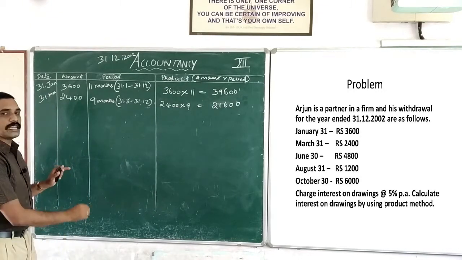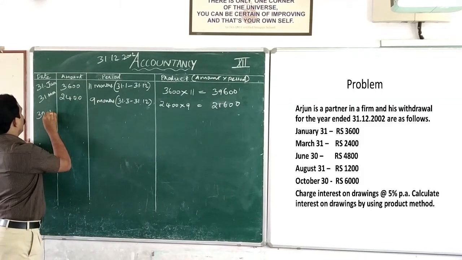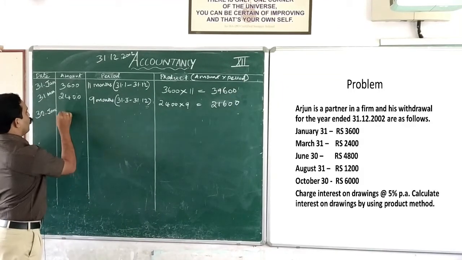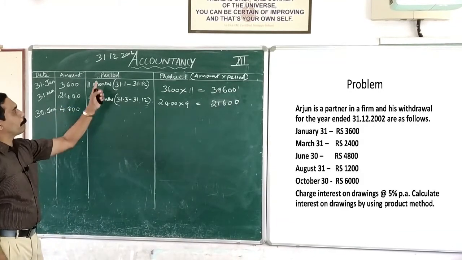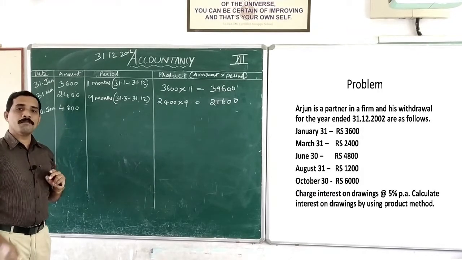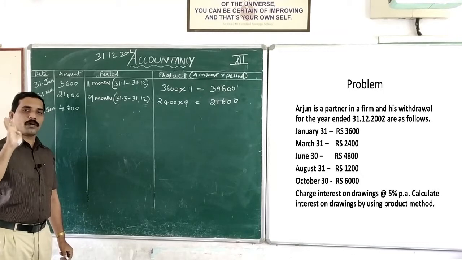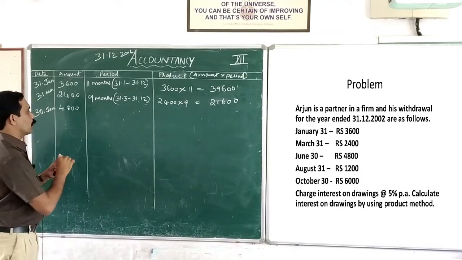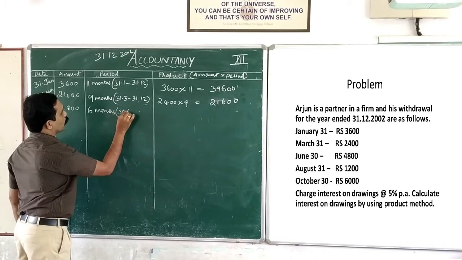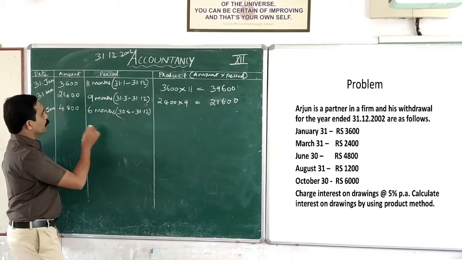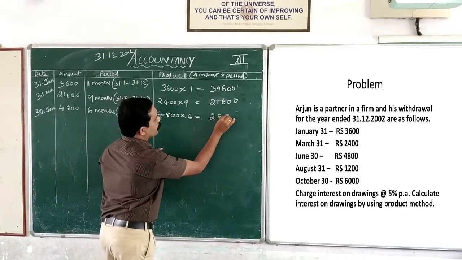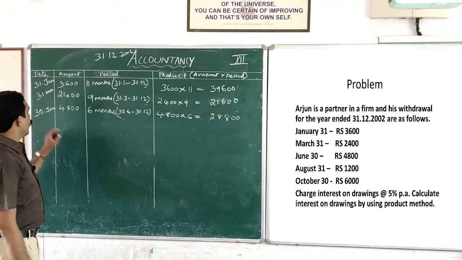Then the next withdrawal date is 30th June. Withdrawal amount how much? That is 4800. So the period of 30th June to 31st December, means you want to count from July, August, September, October, November, December. How many months? That is 6 months. So 30th June to 31st December is 6 months. So the product, 4800 into 6, that is 28,800. Okay.